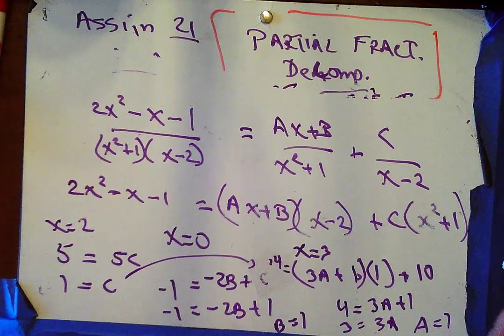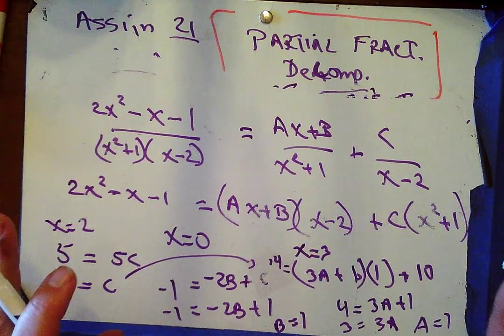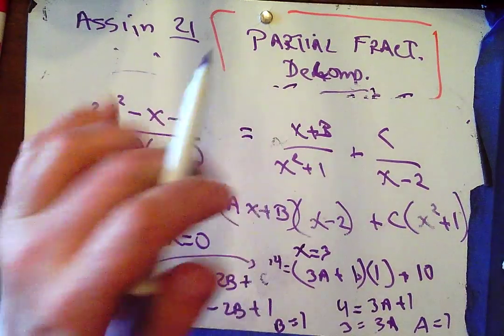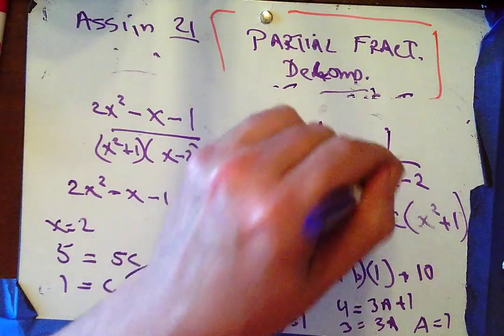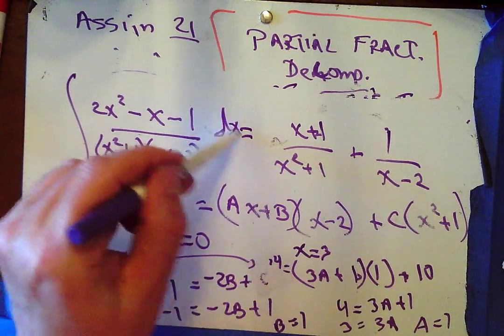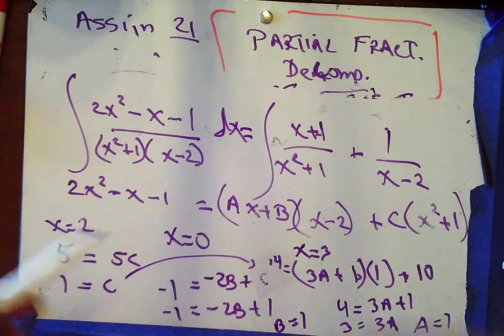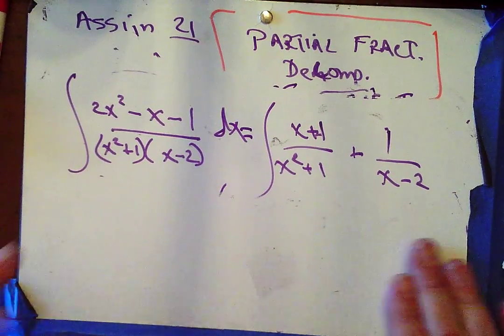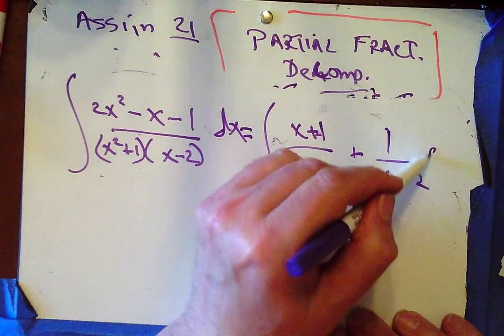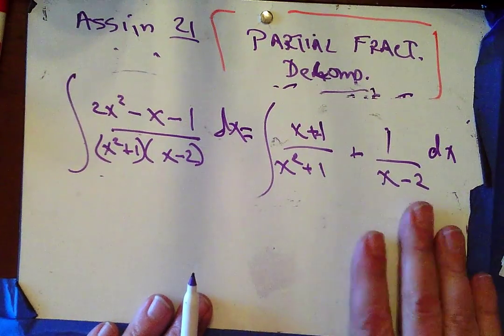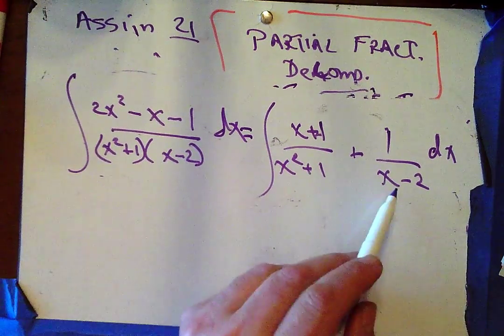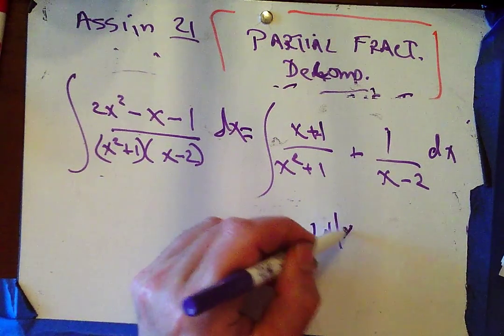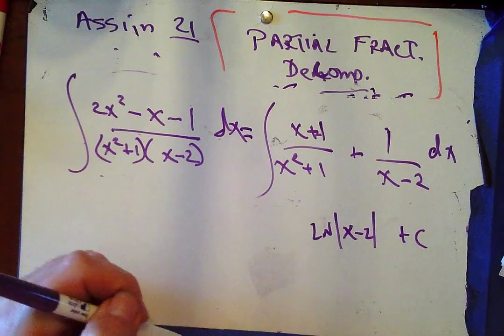Now, remember, all of the work we've just done was the algebra to get us to the place where we could integrate. This I can integrate. So, will you please do this integral, find the antiderivative here. So, that should be pretty straightforward with ln of x minus 2. Don't forget the plus c.